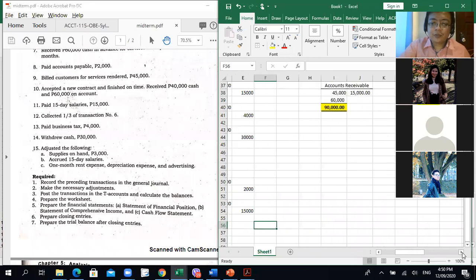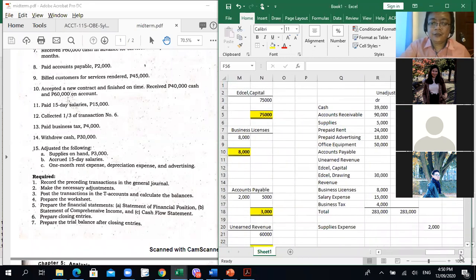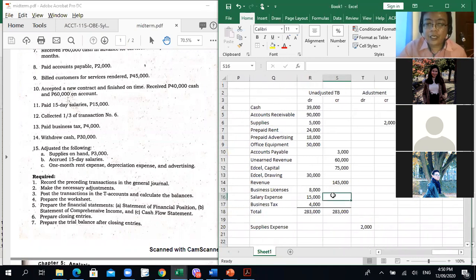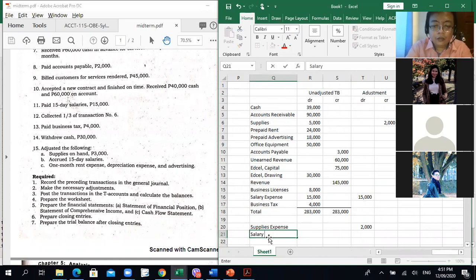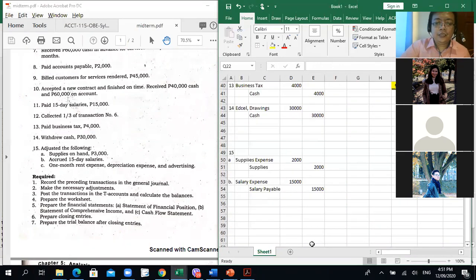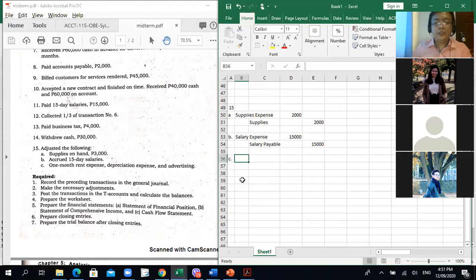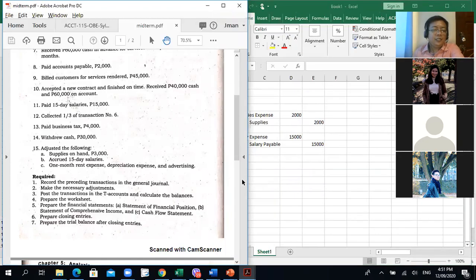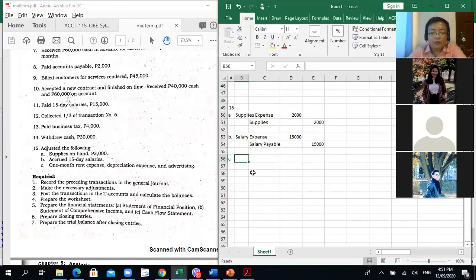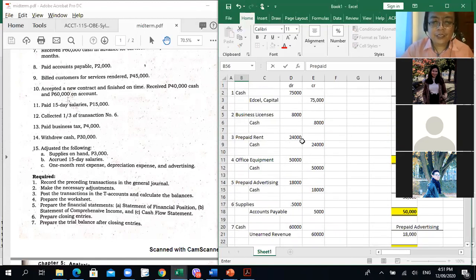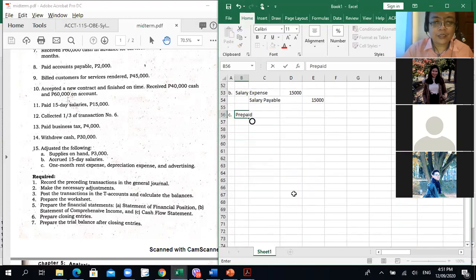So you have here salary expense, ito yan. Okay? The salary expense is you add still 15,000. And you have also here salary payable of 15,000. All right, next. Next is letter C. All right. Letter C is basically 1 month rent expense. So we have first the prepaid. How much is our prepaid rent? Prepaid rent is 24,000. Kaya lang only for 1 month.